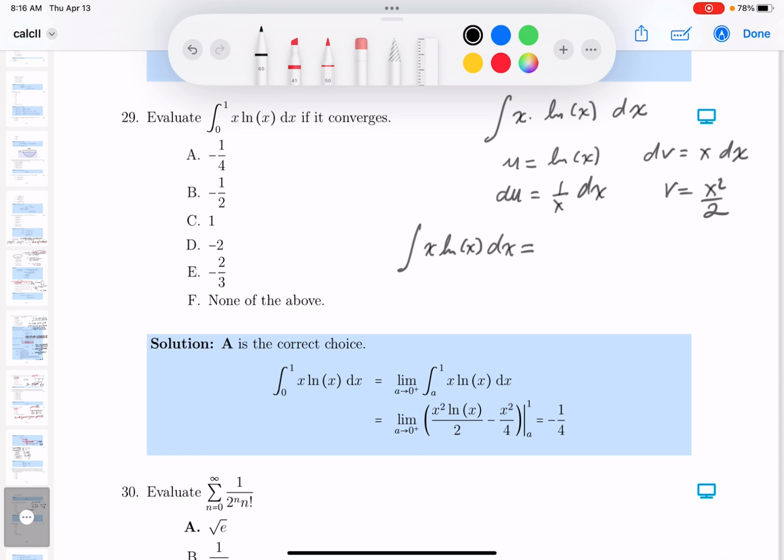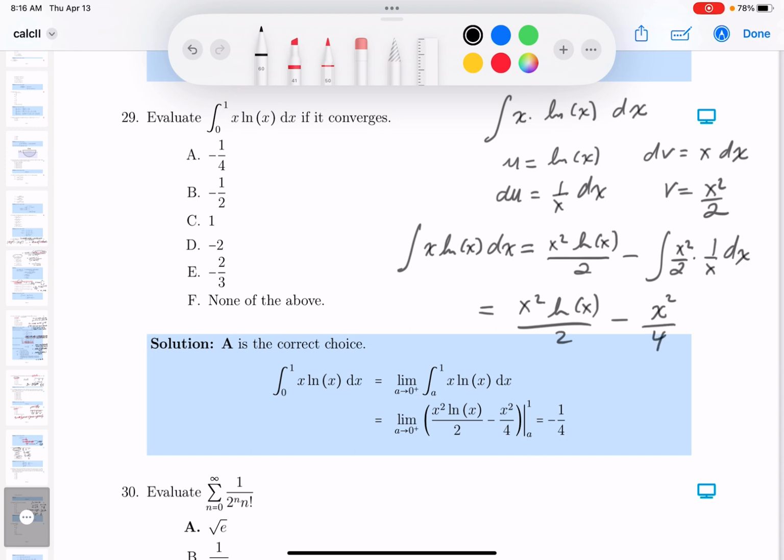Let's see, uv. So I'm going to get x squared ln x over 2 minus, and let's see, x squared over 2 times 1 over x dx. It reduces, you get an x there, and the 2 comes out, so the antiderivative is going to be x squared over 4.